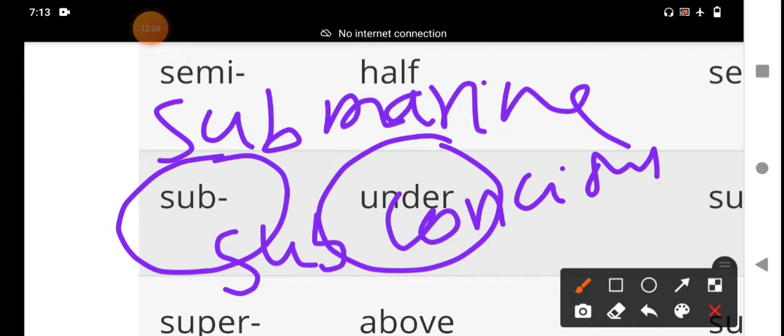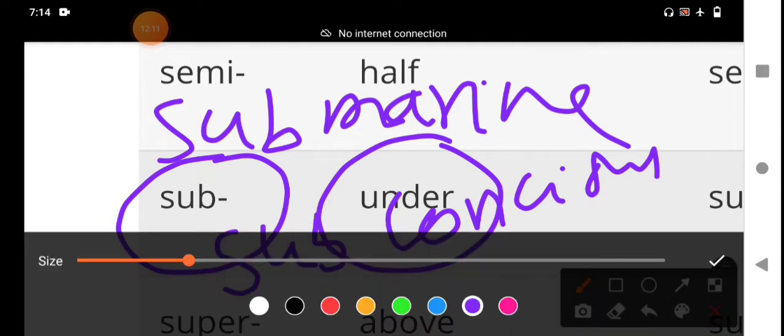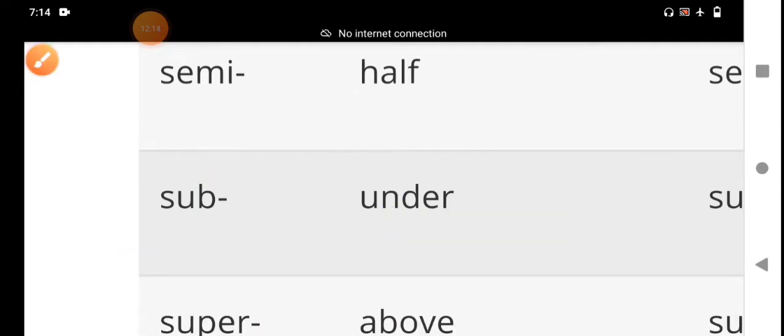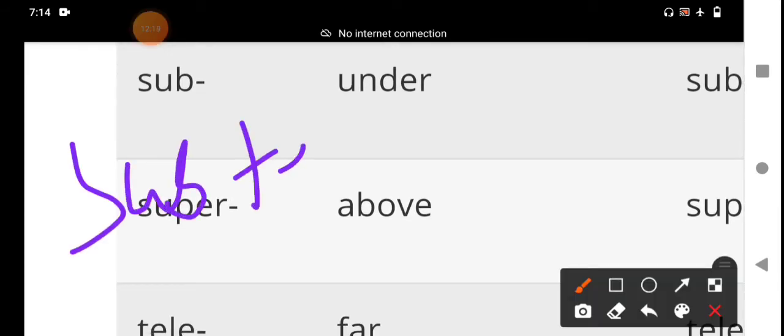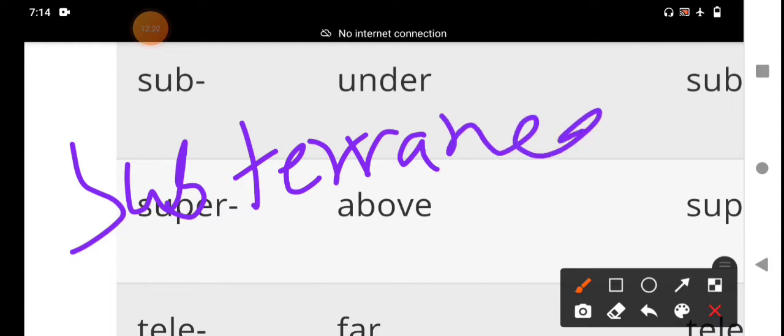Subterranean is one more word. What is the meaning of subterranean? Pertaining to under the ground. That is the meaning of subterranean. These are the words derived from sub, which is a root word or base word. As a prefix it comes. And then we go to the next word.